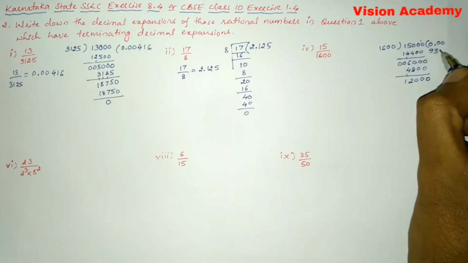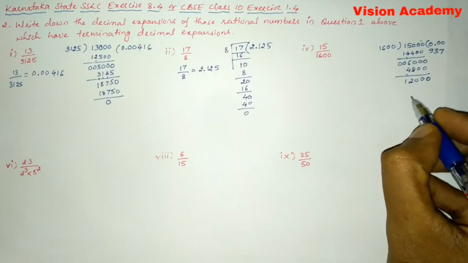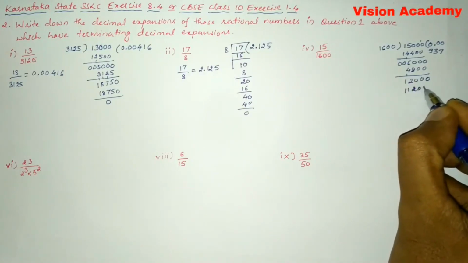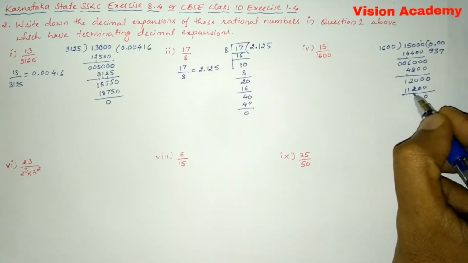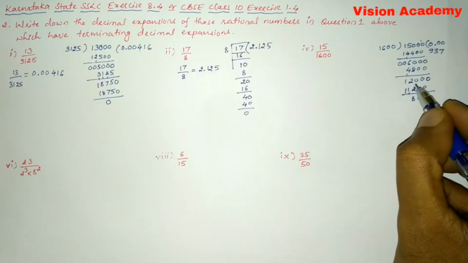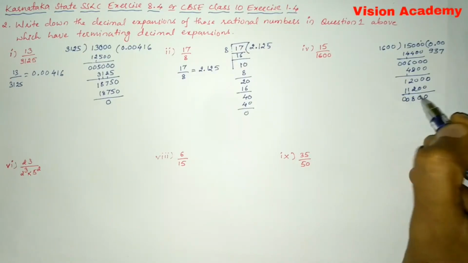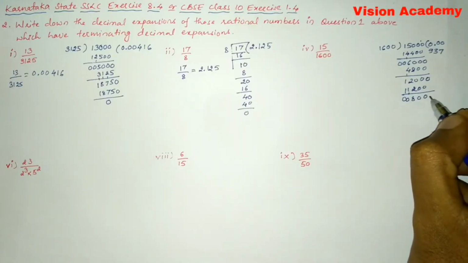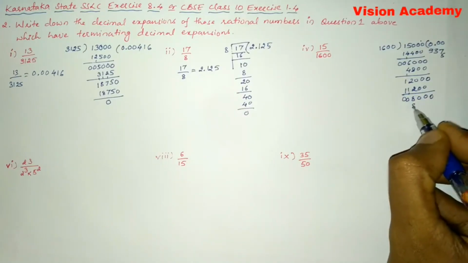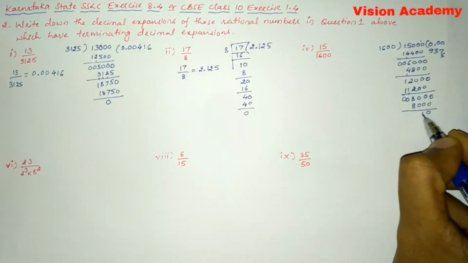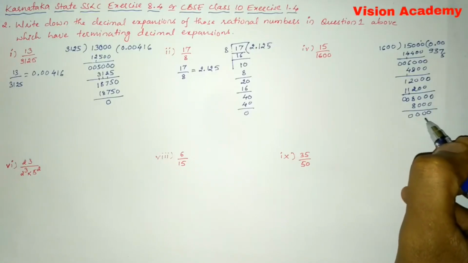Here 1600 sevens are 11,200. Let us subtract. Here we are going to put 0 minus 0 is 0, 0 minus 0 is 0. Let us take carry. It will become 10 minus 2 is 8, 800. So 2 minus 2 is 0, 1 minus 1 is 0. Now it is 800. So let us take one more 0. So 1600 5s are 8,000. So here 0 minus 0, 0 minus 0, 0 minus 0, 8 minus 8 is 0. Here the remainder is 0.